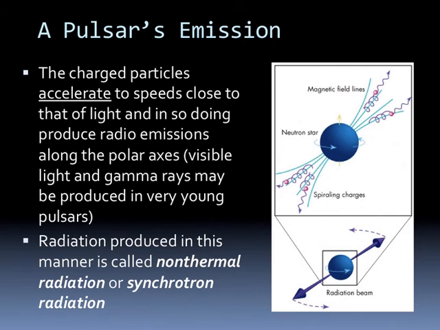The charged particles then accelerate to speeds close to that of light, and in doing so produce radio emissions along the polar axes. Visible light and gamma rays may be produced in very young pulsars. Radiation produced in this manner is called non-thermal radiation, or synchrotron radiation.